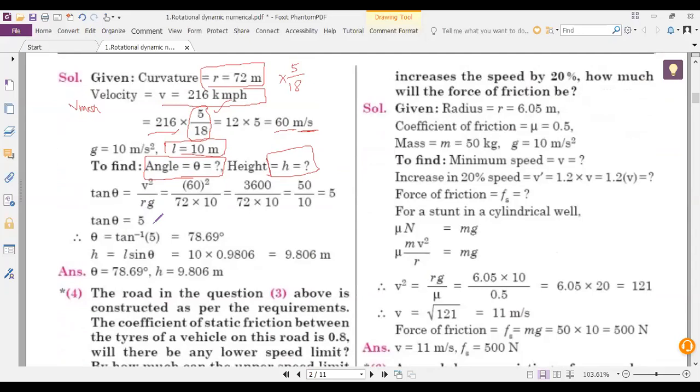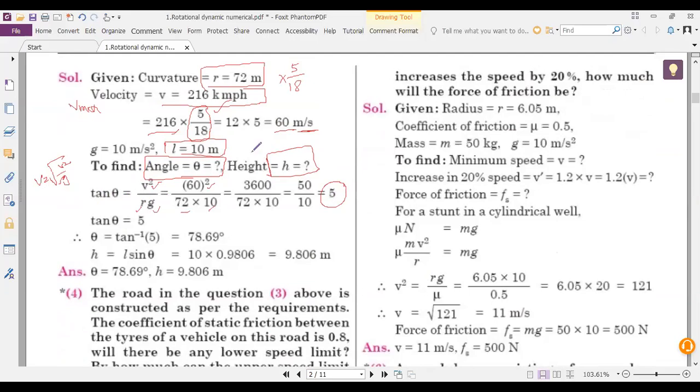So based on the given part we apply a formula. We already have one formula, the maximum speed limit formula. Remember, v is equal to root of rg. So we apply the same formula: tan theta is equal to v square upon rg. Now we have v ka value, r ka value, g ka value. Just put all the values. What do we get? The final answer of tan theta.